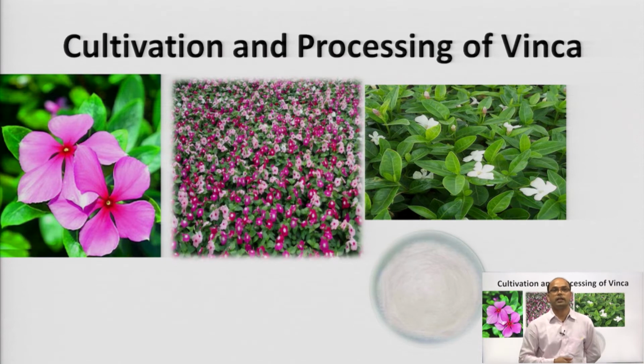If you look at the cultivation and processing of Vinca, you can see the beds of Vinca here in the pictures. This is the white periwinkle plant, but we do not use it for the extraction of the drug. This is another variety of Catharanthus plant or Vinca plant. This is the Catharanthus roseus, the pink variety of flower from where we isolate good quality Vinca alkaloids. And you can see in the picture the powdered form of vincristine or vinblastine and other groups of alkaloids.